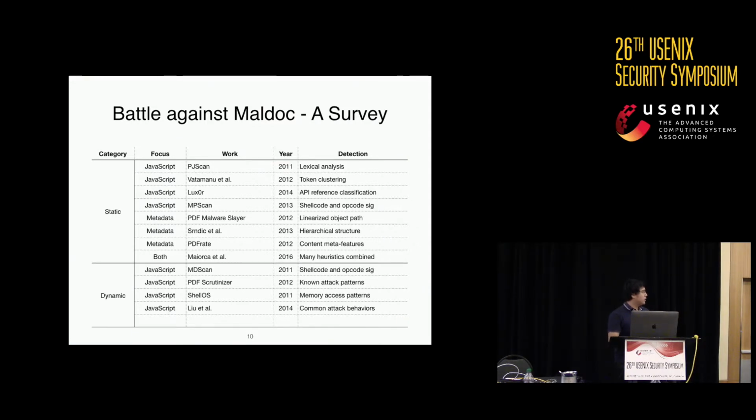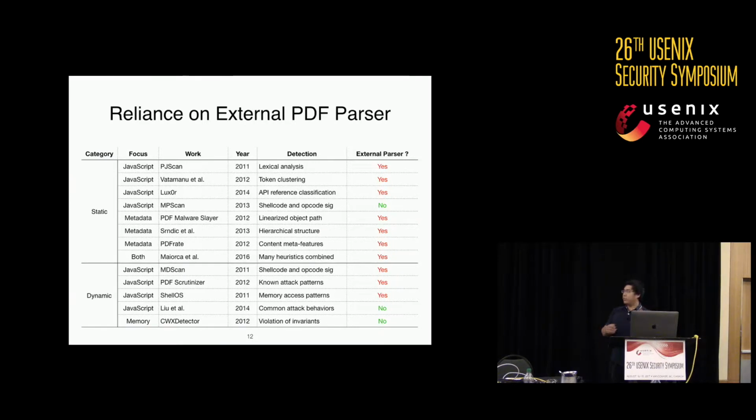They use those as features to statically categorize or detect whether a document is malware or benign. On the dynamic side, there's a large chunk of work that tries to emulate or execute the JavaScript components in PDF files. There's also one work that uses memory access sequences to detect whether there's malicious activity happening. But if we look closely at these works, there are some interesting findings.